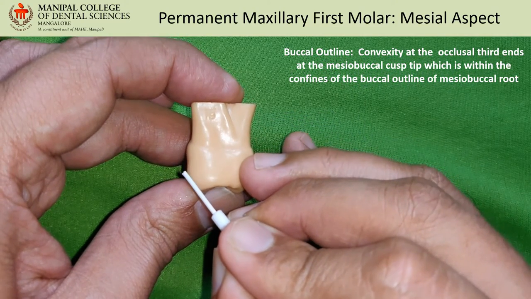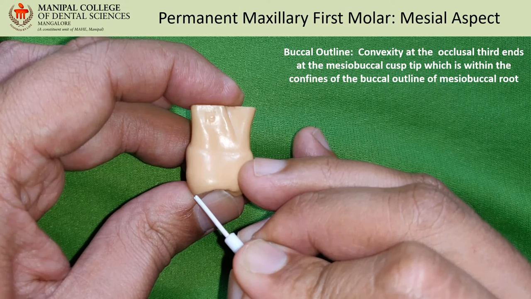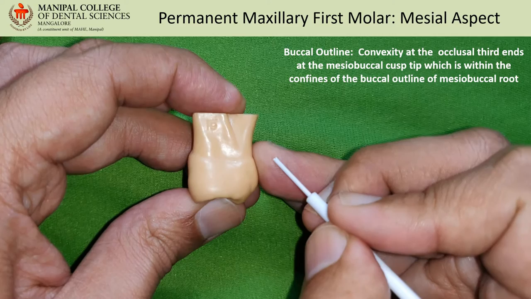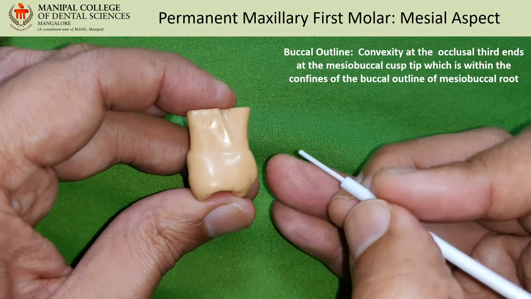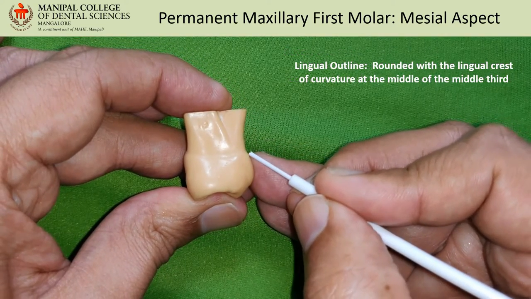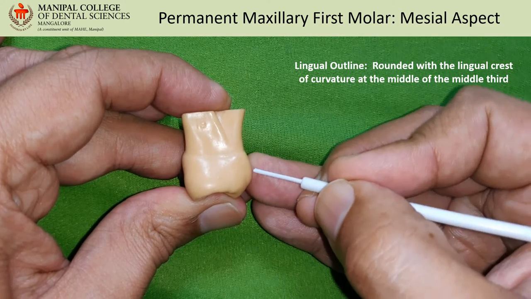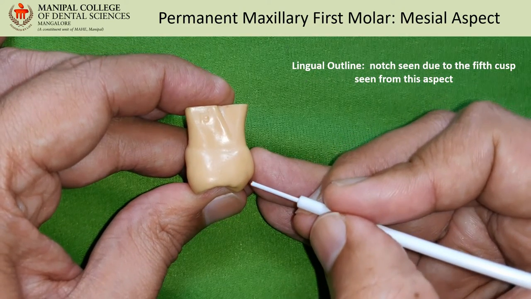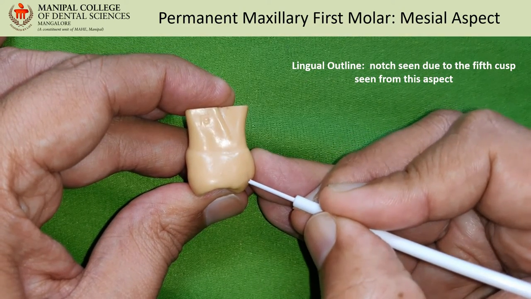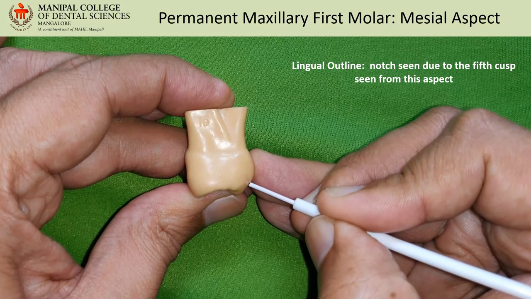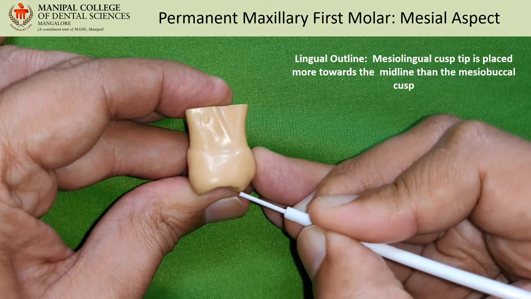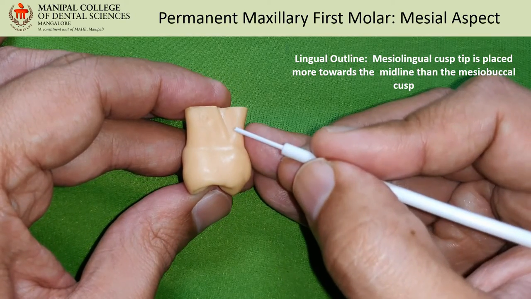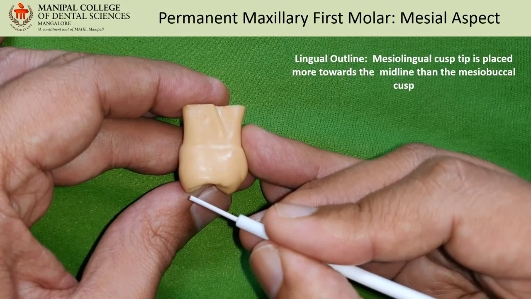Following this, another convexity ends at the mesiobuccal cusp tip, which is well within the root dimension of this particular tooth. Lingually, the contour is much more rounded, with the crest of curvature at the middle of the middle third. If the cusp of Carabelli is very prominent, you will find a notching that you appreciate from this aspect. Following this, the mesiolingual cusp tip is much more within the root trunk compared to the mesiobuccal cusp tip.